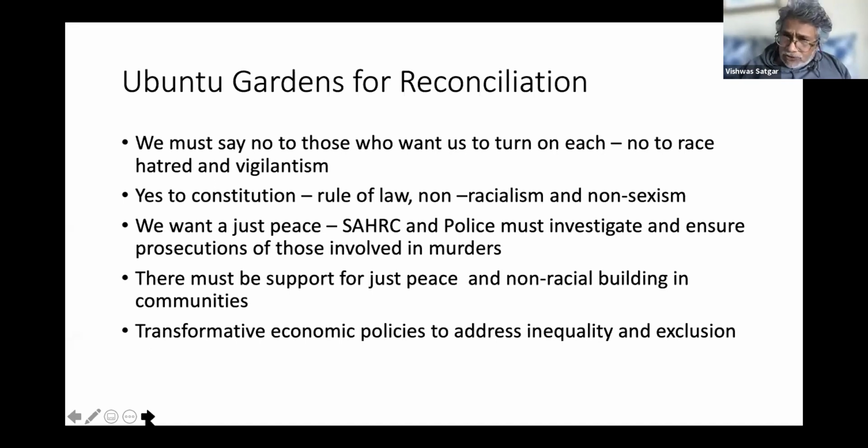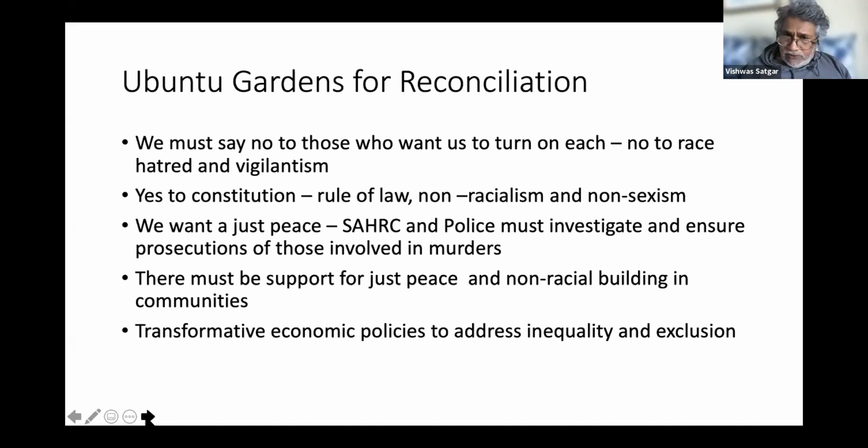We also want these gardens to affirm the Constitution, which is something that many, many people died for over decades to win. The Constitution is a very progressive basis for our social contract in South African society, and some people want us to tear it apart. It's about the rule of law. It's about non-racialism and non-sexism, and we want these Ubuntu gardens to say this unequivocally and clearly, that this is what we stand for. This is what those who fought the struggle against apartheid died for.